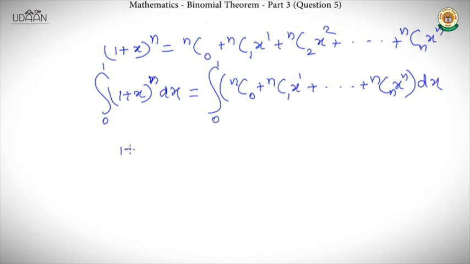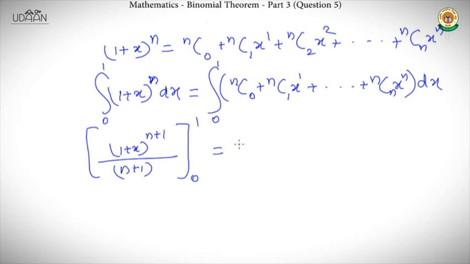So integration of (1 plus x)^n will get us (1 plus x)^(n plus 1) by (n plus 1). We'll put the limit 0 to 1 and equate it to the right side, where we multiply this dx inside the bracket. So nC0 dx integrates to nC0 x, plus nC1 x squared by 2, and so on, plus nCn x raised to (n plus 1) by (n plus 1).